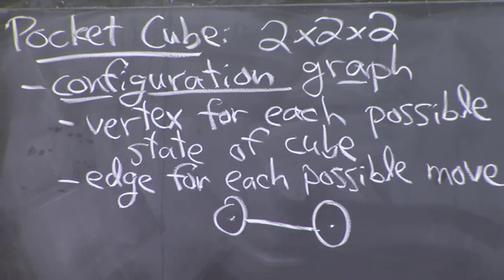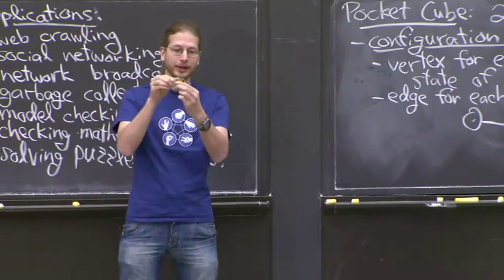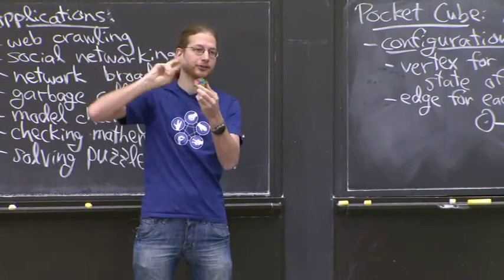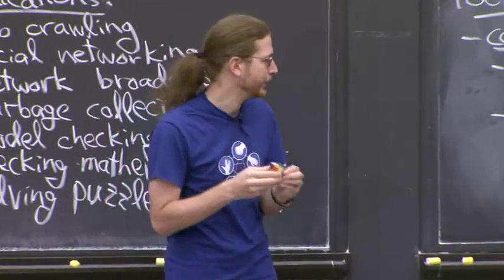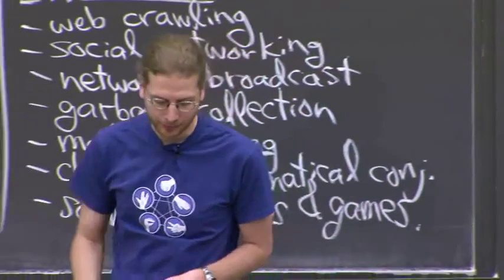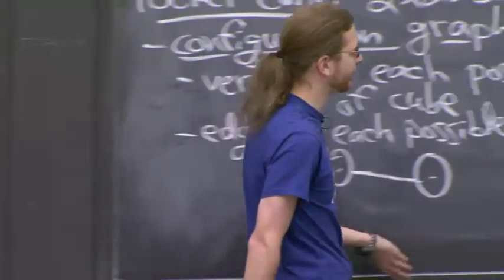So this is a move. It's called a quarter twist. This is a controversy, if you will. Some people allow a whole half twist as a single move. Whether you define that as a single move or a double move, not that big a deal. Just changes some of the answers. But you're still exploring essentially the same graph.